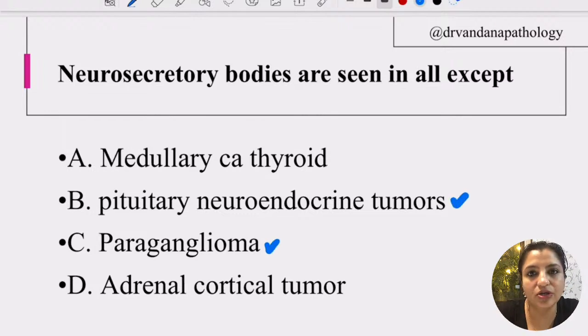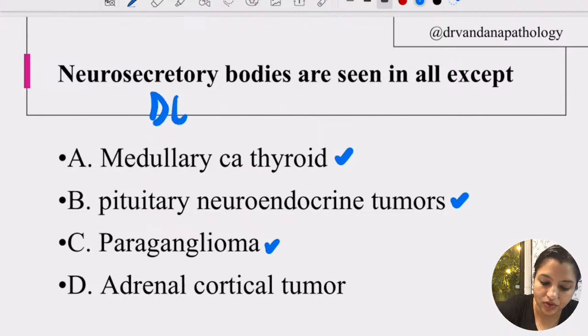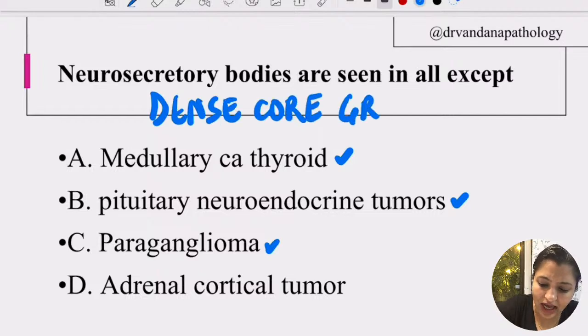Pituitary neuroendocrine tumor, it's written neuroendocrine, so it's a neuroendocrine tumor. Medullary carcinoma of thyroid is also a neuroendocrine tumor. So all the three are neuroendocrine tumors. So definitely they will have dense core granules. So these are also called as dense core granules. So they will have them.